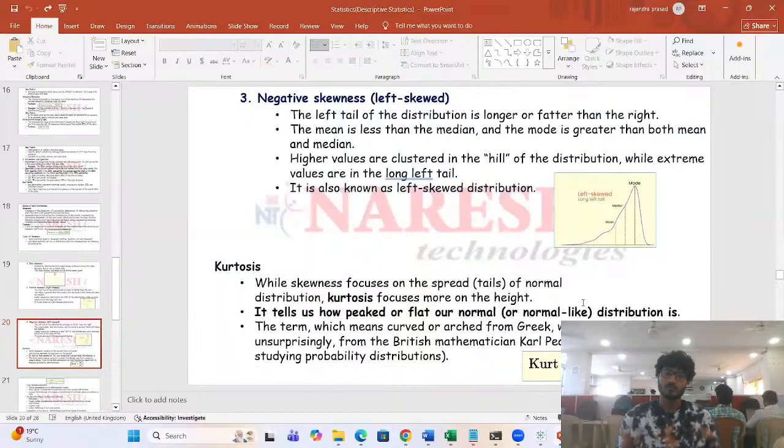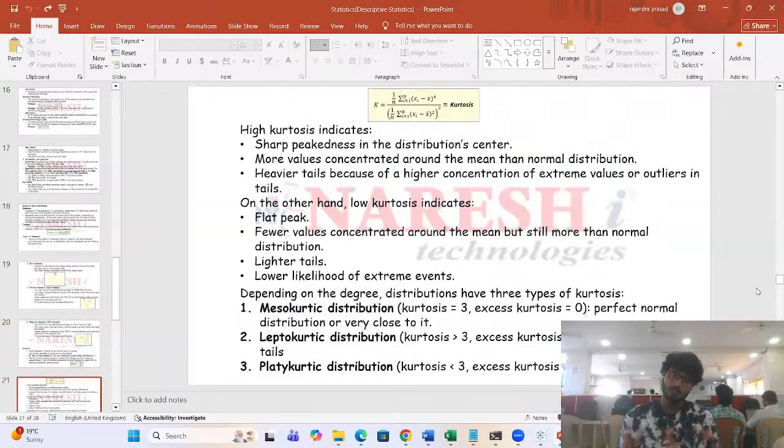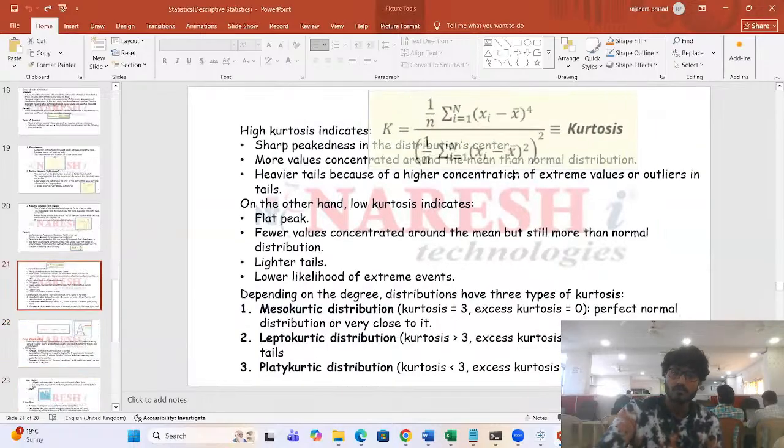There are multiple formulas. One of the formulas for calculating the kurtosis is mu4 divided by sigma to the power of 4. Here mu4 means higher order moment. Being a non-statistical person, to understand the higher order moments is not that easy. So I gave you the simplest formula again.